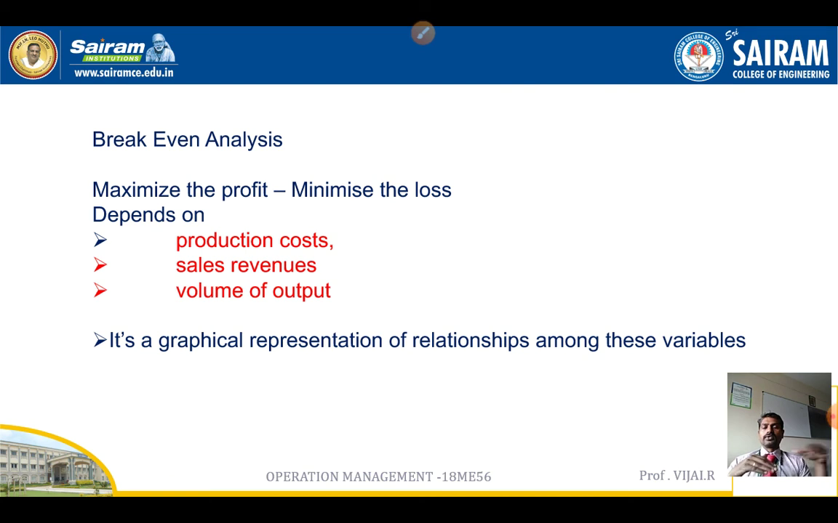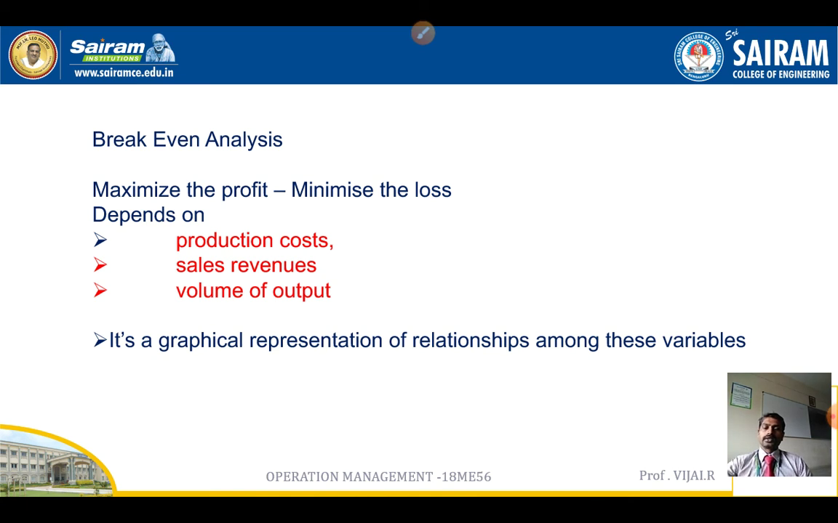It is a relationship between the volume of production and cost. Then we find the sales revenue. Sales revenue is how much amount we get through selling. Once your component is sold, what revenue can you get? So we have revenue, volume of production, volume of sales, and cost, fixed cost and variable cost.